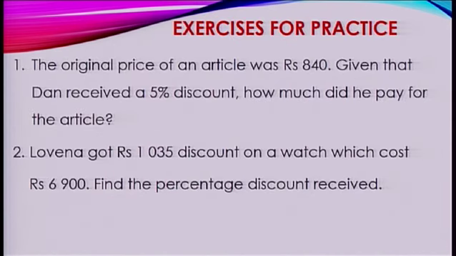Now we move on to a few exercises for you to practice. Question 1. The original price of an article was 840 rupees. Given that Dan received a 5% discount, how much did he pay for the article? Question 2. Lavna got 1,035 rupees as discount on a watch which cost 6,900 rupees. Find the percentage discount received.